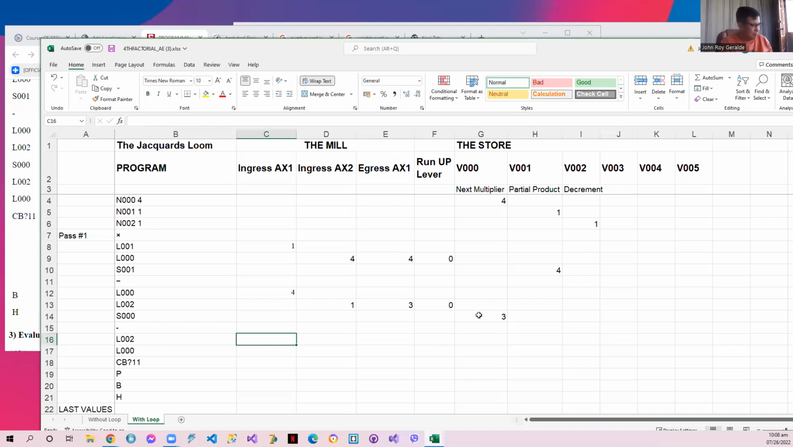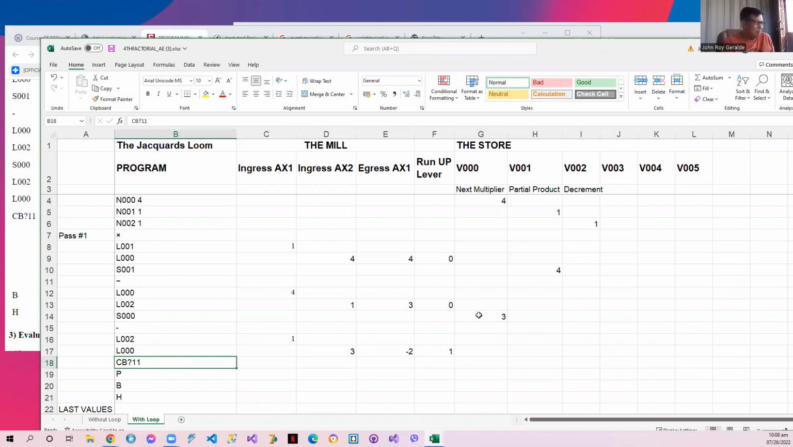L002, what's the value of this? 4. L002? 1. L000? 3. 1 minus 3 is negative 2. So what's the run-up lever? 1, because the egress axis is negative. Do you follow? Now, we say CB11. What will it do? Will it proceed to the next or will it go back? Go back, because the run-up lever is 1.